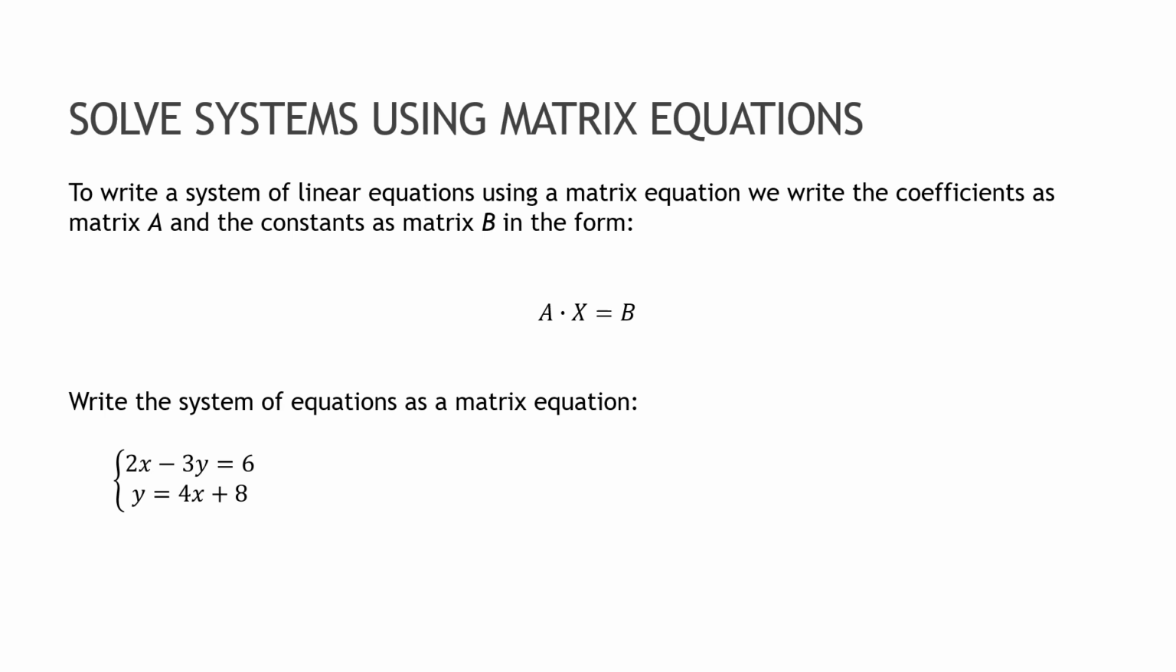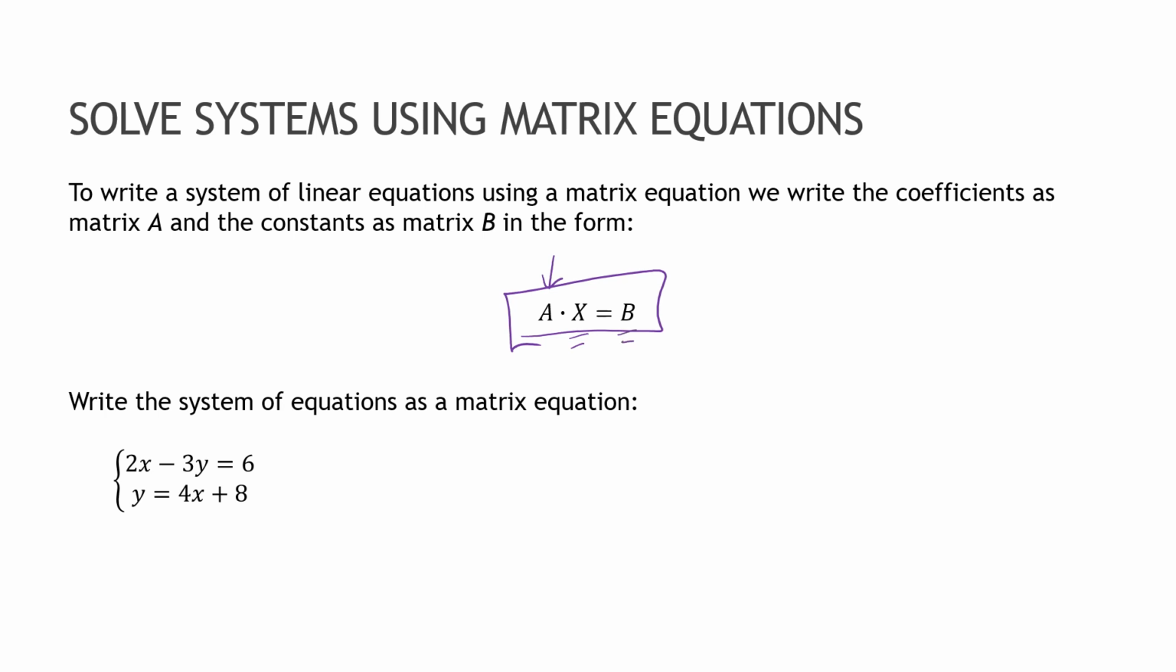So let's look at how we write a matrix equation first. A matrix equation is always in this form. A is the coefficient matrix. Coefficients are the numbers in front of x and y. X is my variable matrix, so just x and y. And B is my constants matrix.